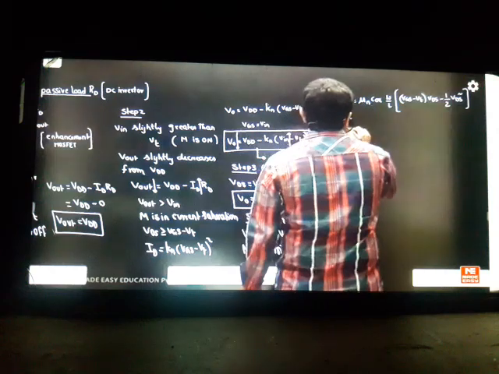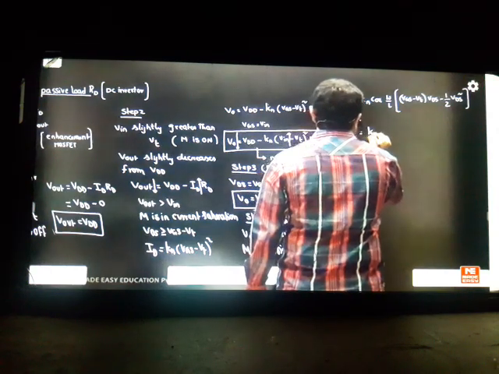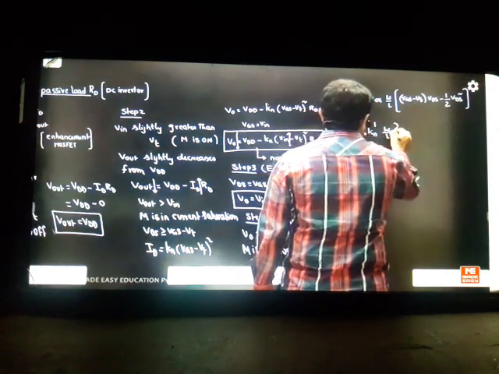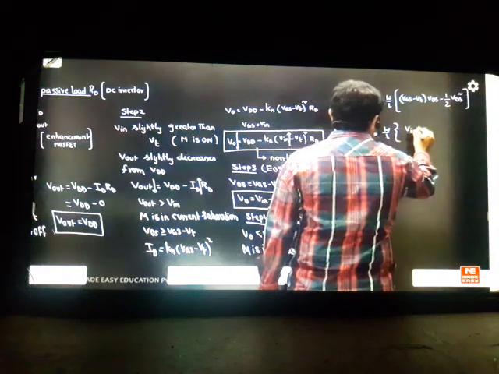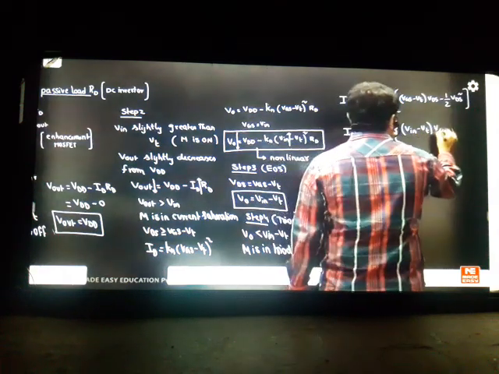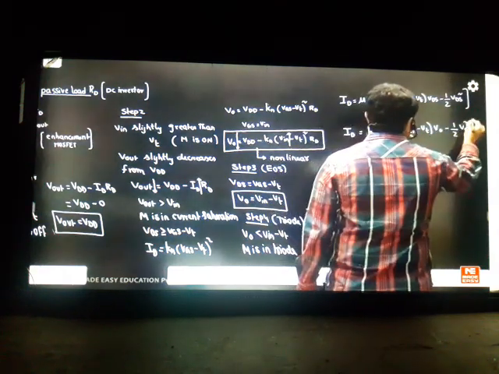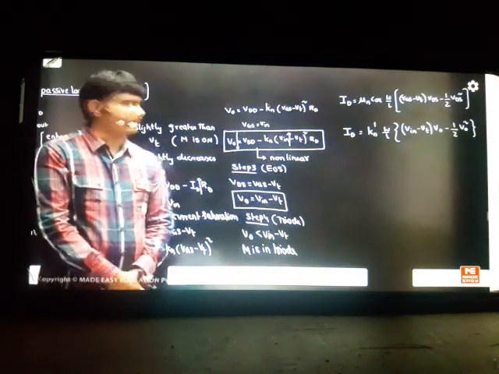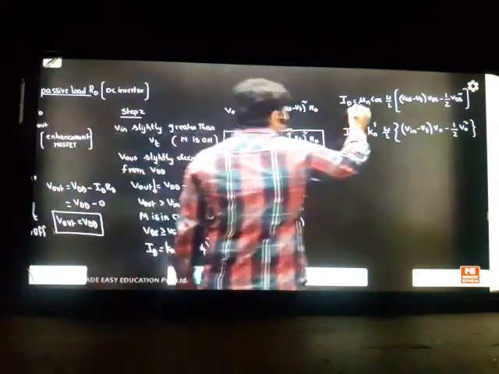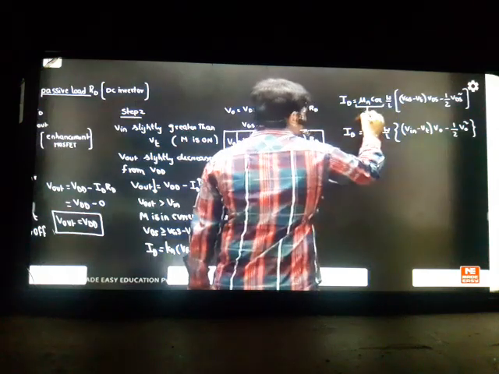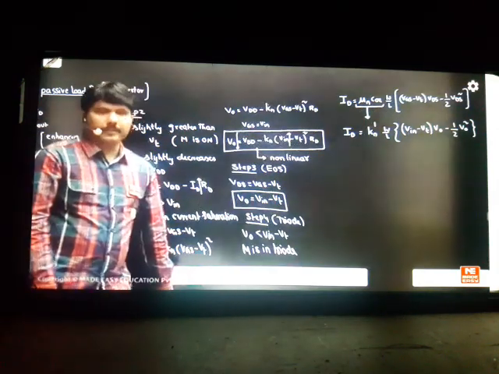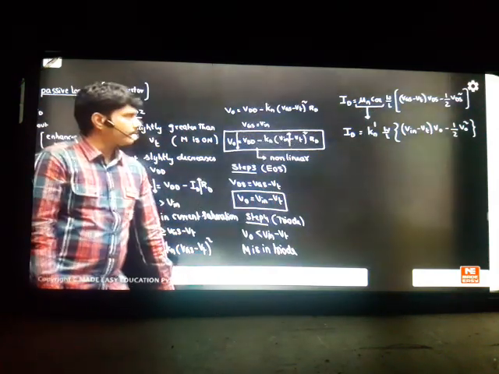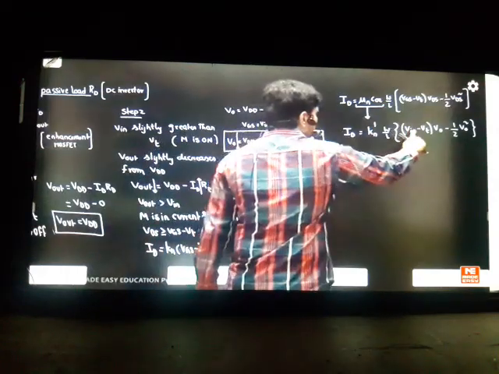For simplicity, we can write this equation as ID is equal to K n dash W by L into (VGS, which we can write as VIN minus VD) into VDS, we can write as V0, minus half into V0 square. So mu n Cox I have written as K n dash, which is called the MOSFET process transconductance parameter. This whole term from here to here we can write as K n dash, which I defined in yesterday's theory classes. So in place of VGS we have written input, in place of VDS we have written output.